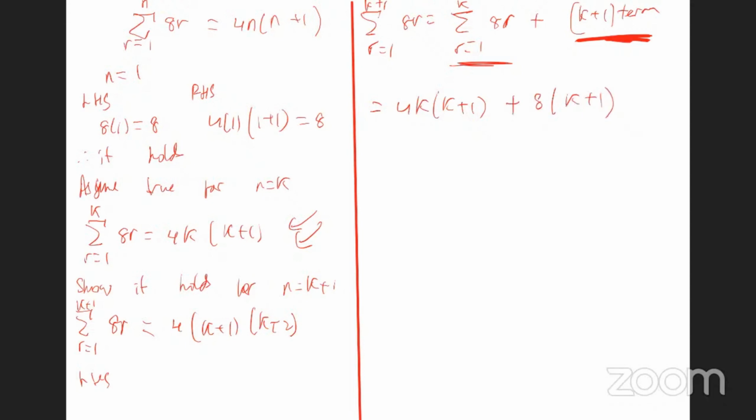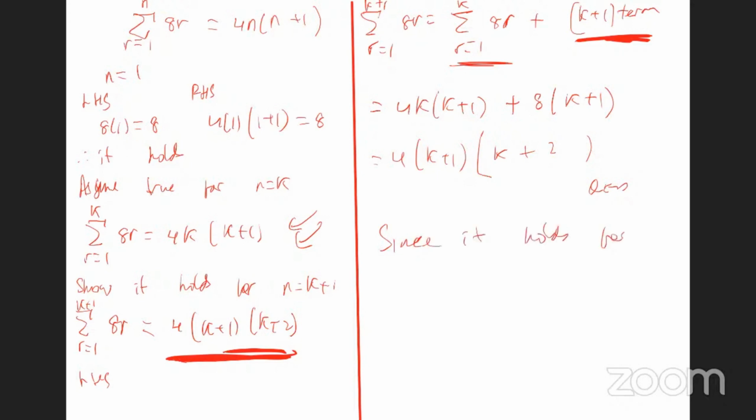Now we have to take that and try to prove this. Are you okay with that? What do they both have in common? 4 and k plus 1, right? So they both have 4 and k plus 1 in common. And you'll be left with k plus 2 here. That's okay? And you're good to go. Right? That's it, QED. And you have to state here, since it holds for n equal to 1, n equal to k, n equal to k plus 1, then by mathematical induction, it holds for all natural numbers.